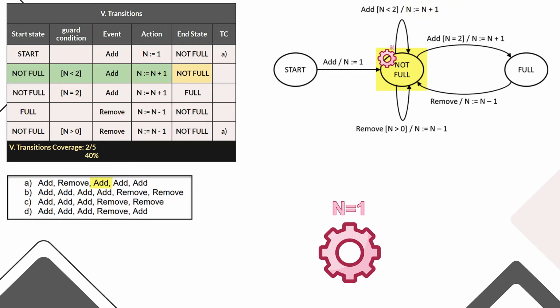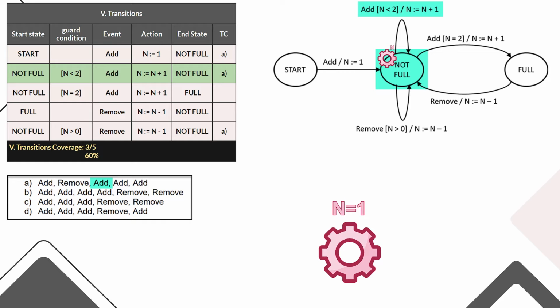And as in the previous transition, the error starts at not full state and ends at not full state. Thus, 3 out of 5 transitions are covered by tests. The valid state transition coverage is 60%. As you can see, a fairly simple test design technique becomes extremely time-consuming with guard conditions and actions.